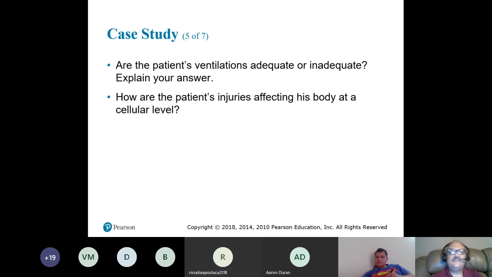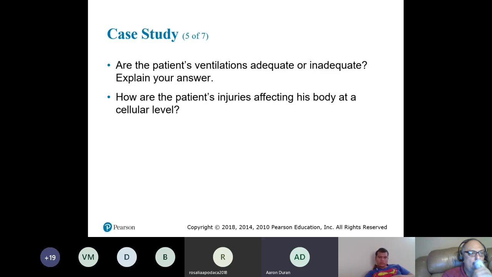Continue with this case study. So are the patient's ventilations adequate or inadequate? And tell me why. They're inadequate. Why? Because he's not breathing normally. Prove your answer to me. Okay, you got shallow breathing. Yes. What else?